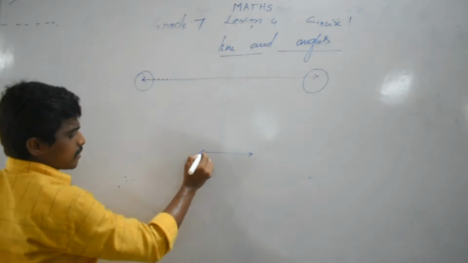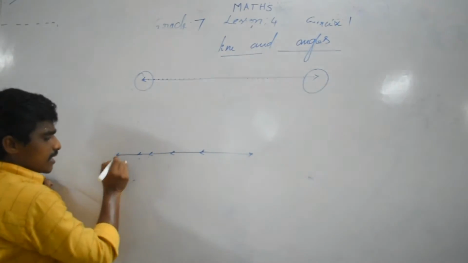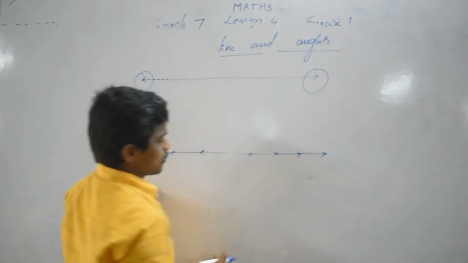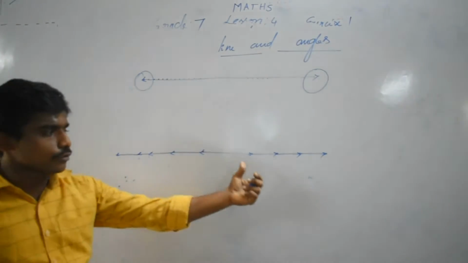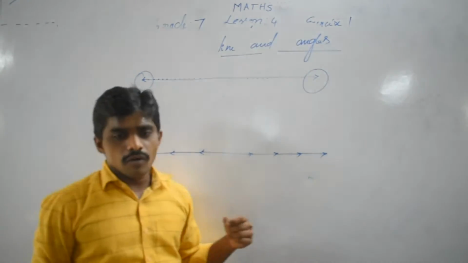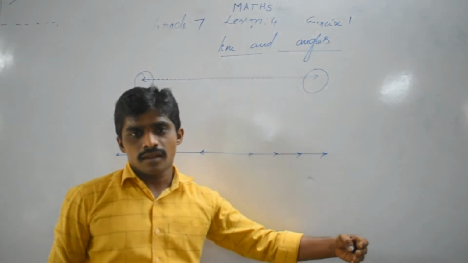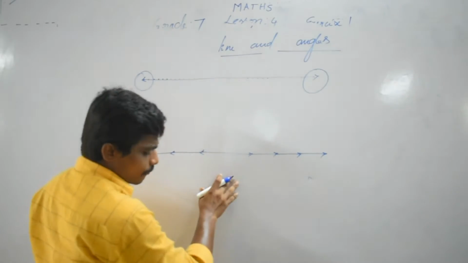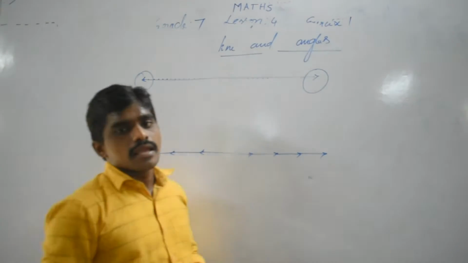If you want, you can extend this side, and you can extend this side too. So a line has no fixed length. On both sides there are arrows, and those arrows show that it extends endlessly. It depends on your choice: if you need some length, you extend the line. So the main point: a line has no fixed length, and both side arrows show it extends endlessly.